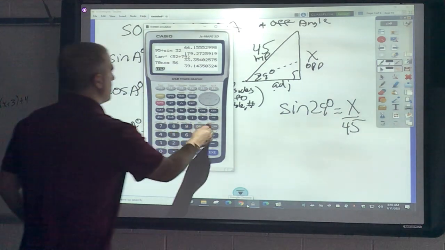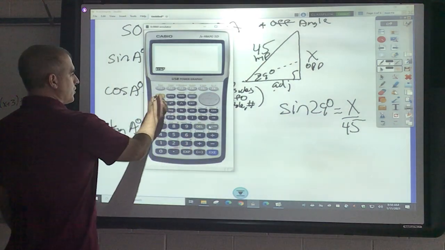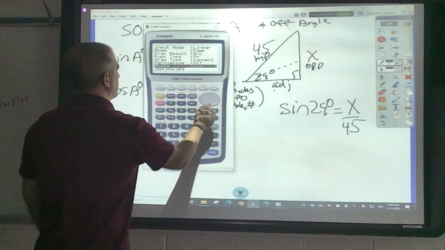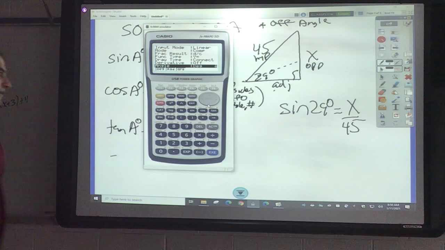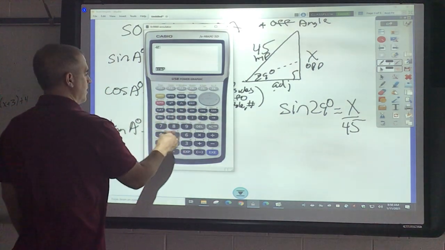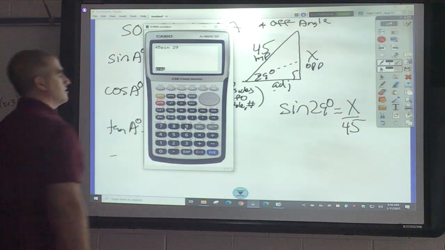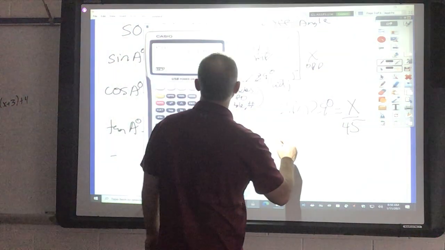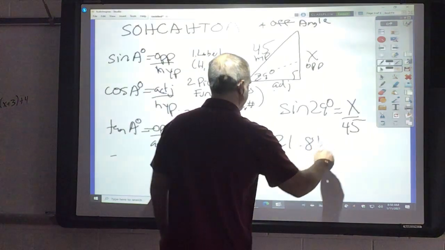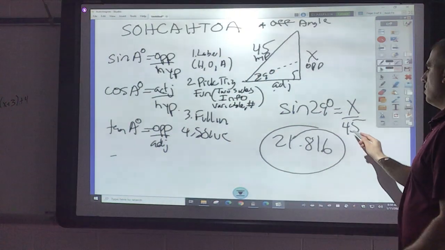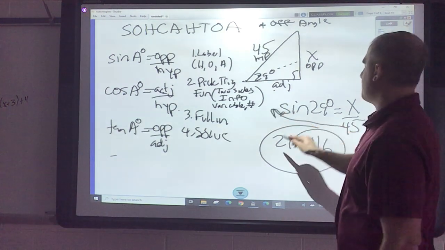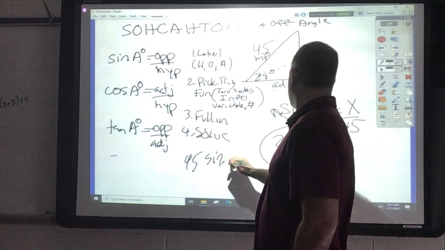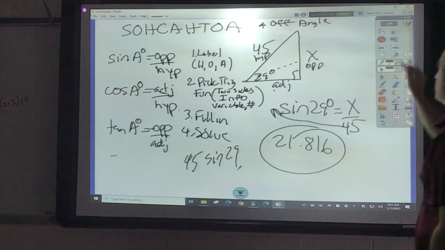All right, now, if you're at this screen, you hit Shift and Menu, make sure your calculator is set into degree mode, okay? So I got 45 sine of 29, okay? All right, type that in, get my answer, 21.816. That's how easy that is, okay? So when you have that there, what happens is that 45 moves up. So I got 45 sine of 29. That's how you type that into the calculator, okay?